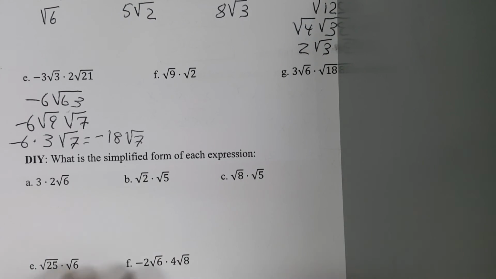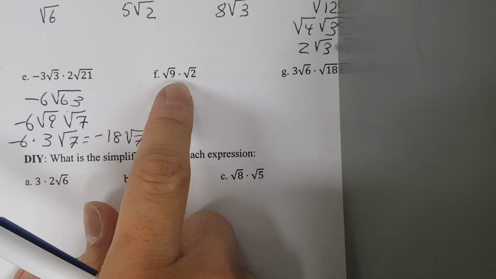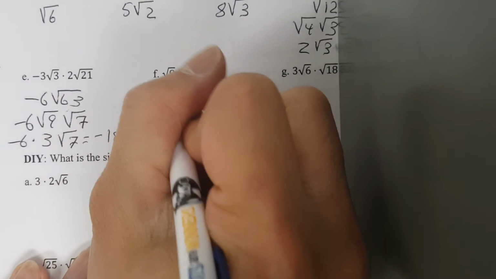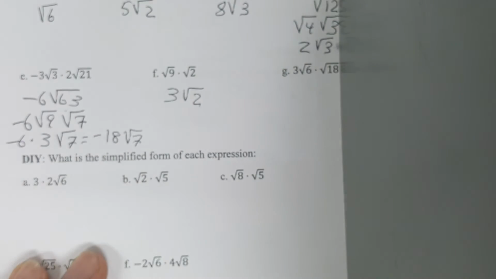Letter F. Look, you can do radical 18, but it's kind of easier to just look at radical 9 and say that's 3. Yeah, 3 radical 2.